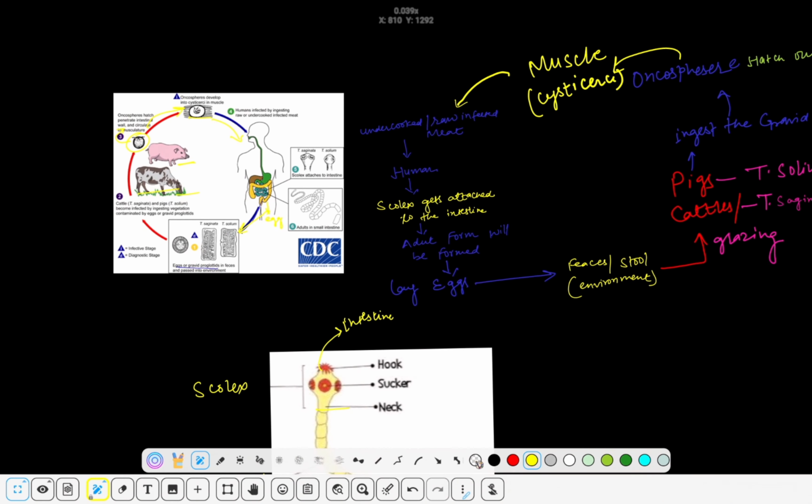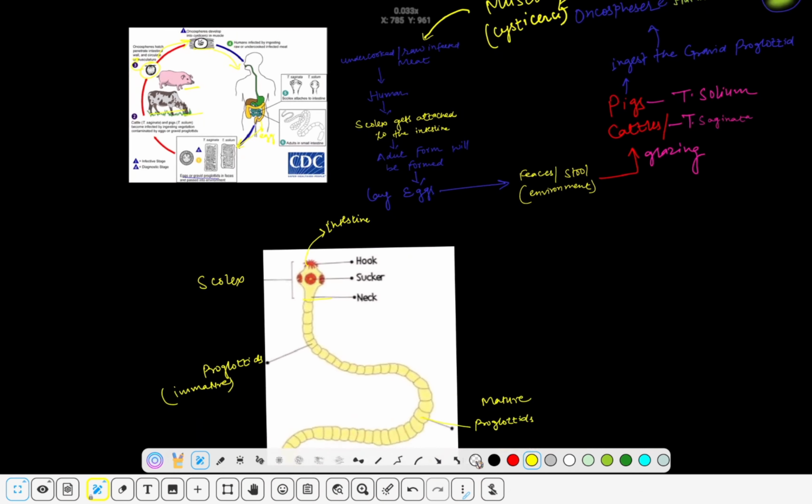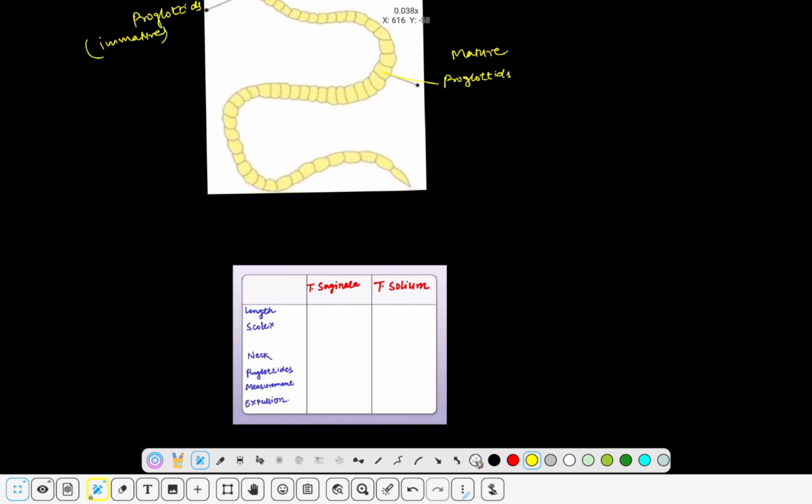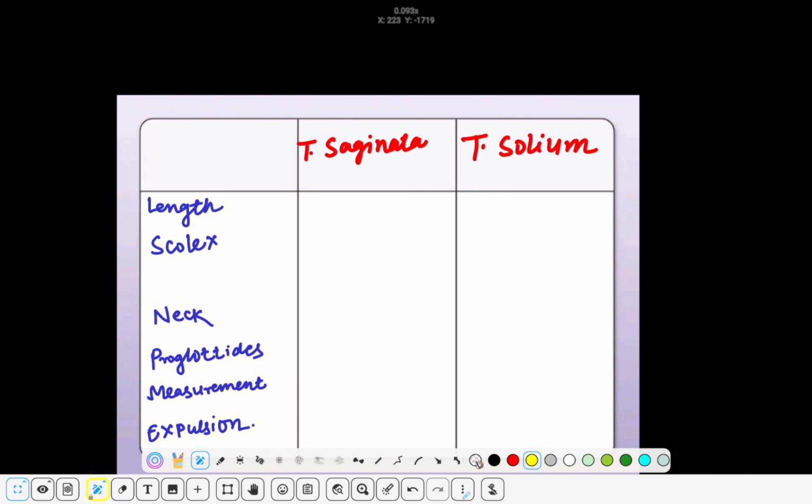As we have seen this life cycle, we need to know the differences between Taenia solium and Taenia saginata. You can call them the cystose eggs, but the eggs of all the cestodes are almost similar. So we need to know the differences between Taenia saginata and Taenia solium.